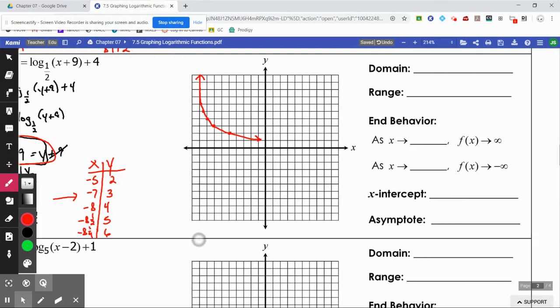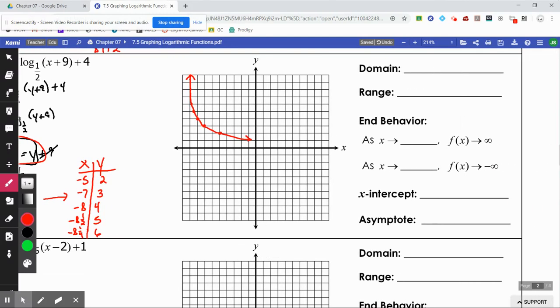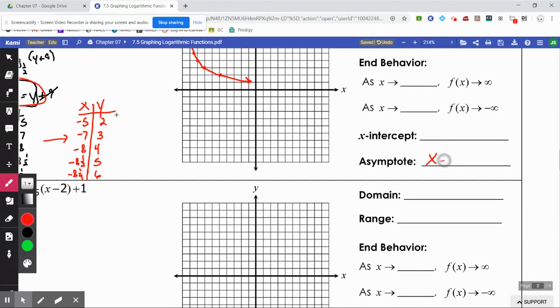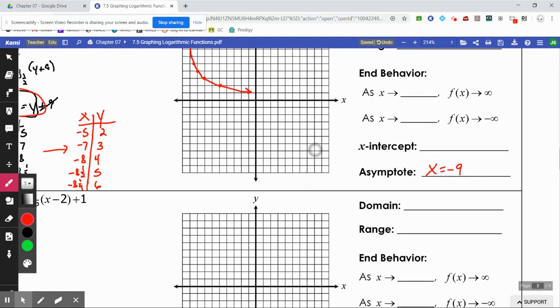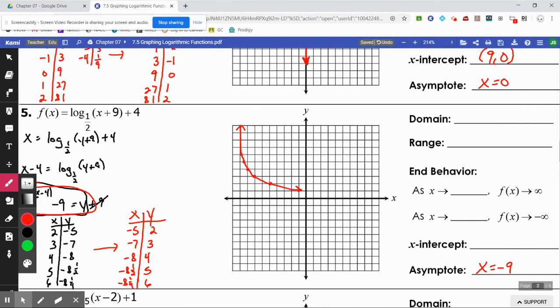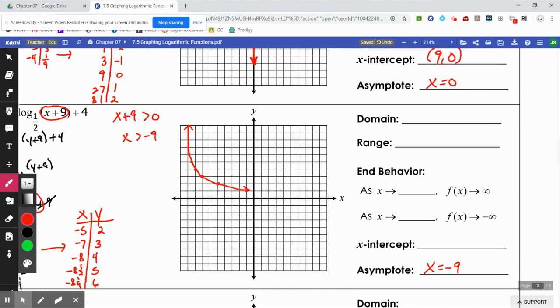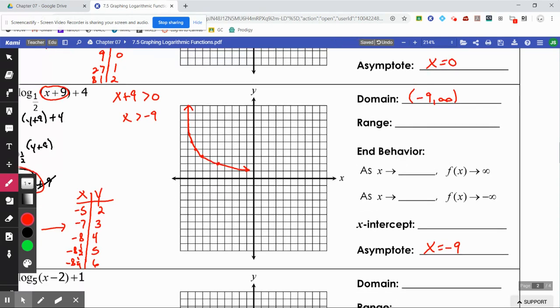Now let's go through and talk about all the features. You do see your asymptote line there is now x equals negative 9. And again, you can see why. From your original function, you cannot take the log of 0 or a negative, so x plus 9 has to be greater than 0. When you move that over, you get a picture of where your asymptote line is going to be. Your domain values have to be from negative 9 to infinity, so you see that asymptote line there. Your range, however, is negative to positive infinity.